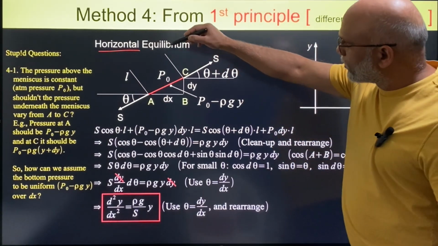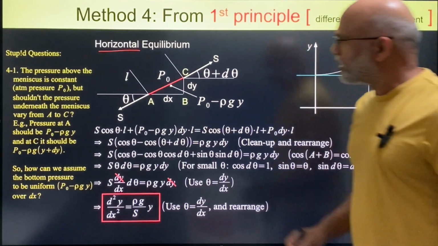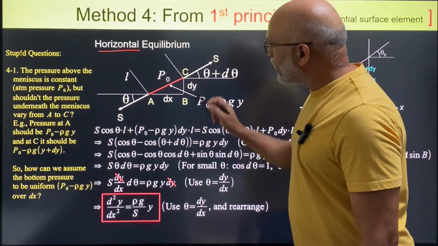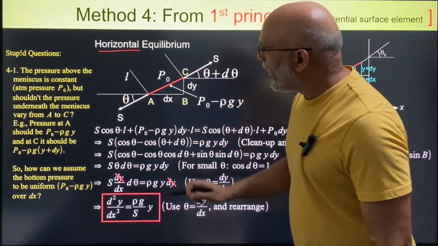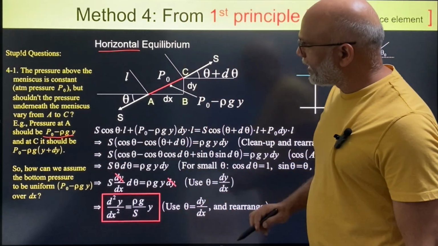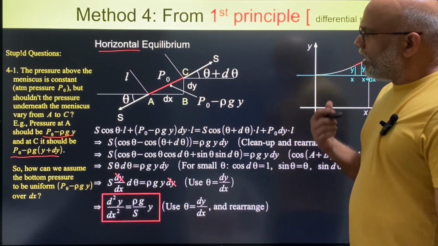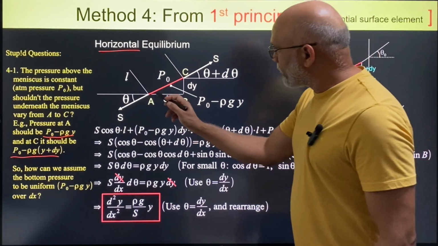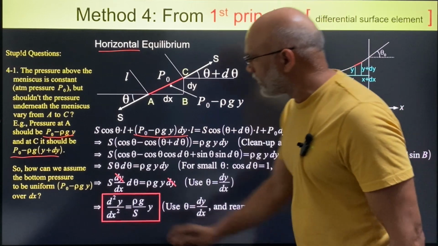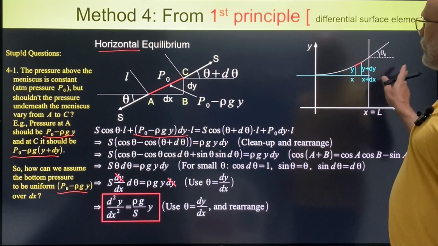Now, the pressure above the meniscus is atmospheric pressure and is going to be constant. So that makes sense. But the pressure underneath the liquid meniscus depends on the height. Height here is y, so the pressure here should be P0 minus rho gy. But at this point, it should be P0 minus rho g times y plus dy. So how can I assume the pressure to be uniform along this, as I have assumed here? Please let me know.